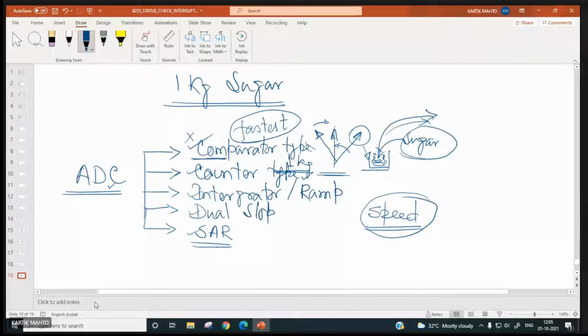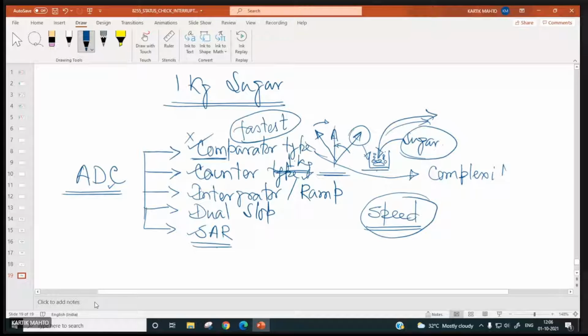Do you know this? Yes or no? No, sir. Okay, so you want to know why this comparator type is the fastest one, and yet it is not going to be used? Due to less precision? That is not the answer. Precision here is not the answer. The answer is the complexity of the circuit.